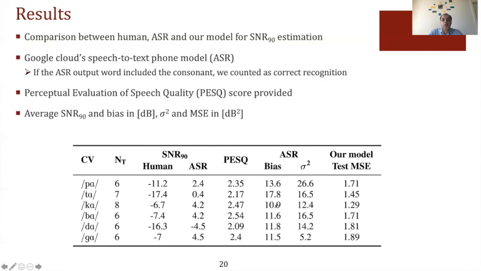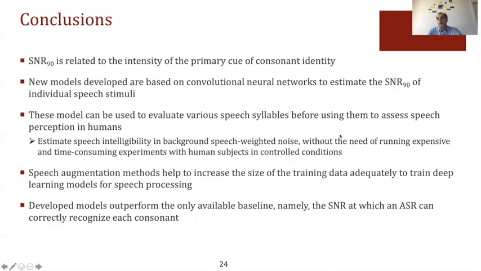So the ASR bias is here. We have the variance for the ASR, and it is very high regarding the estimation of SNR90. This is our model's test mean square error. If you compare this to the variance of the ASR, you can see that our model is very good. It can accurately estimate the SNR90, with less than 2 dB squared difference between the estimated and the original SNR90 based on the mean square error. So this is a good model.